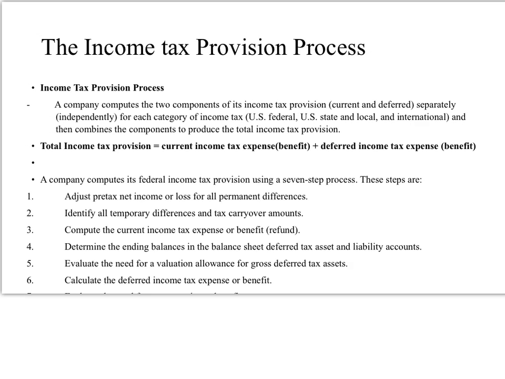Essentially, a company is going to compute two different components of its income tax provision. As you might expect, you've got a current and a deferred, and they get computed separately. This happens for each category of income tax: federal, state, local, and international. Then all of those components get combined, and all of that together is their total income tax provision.